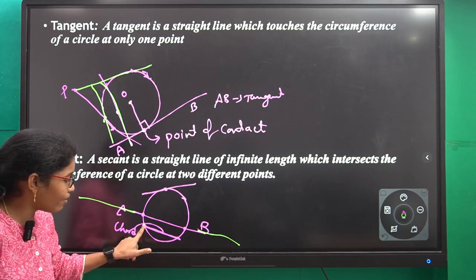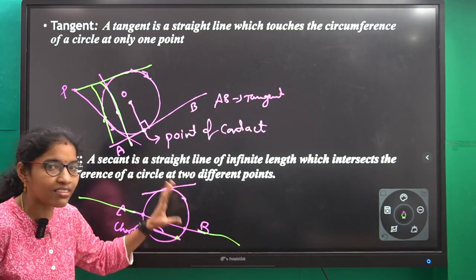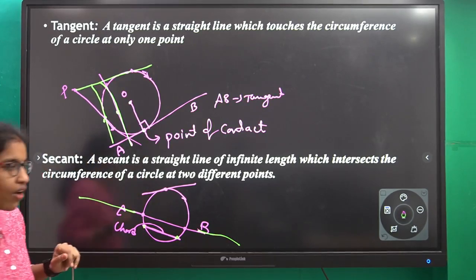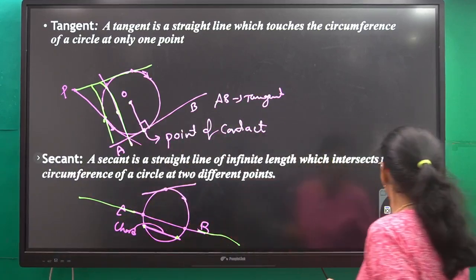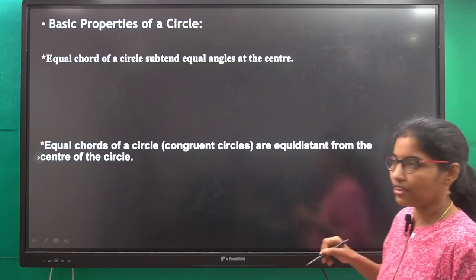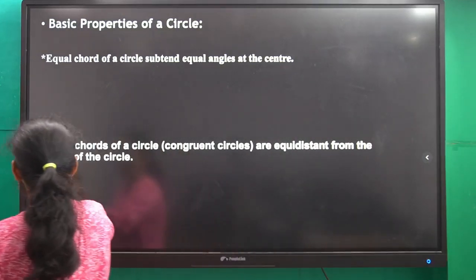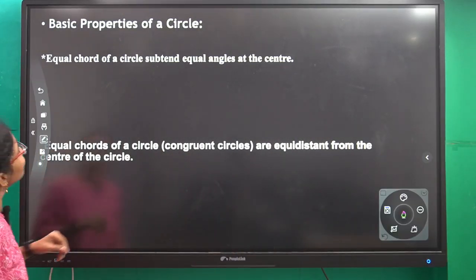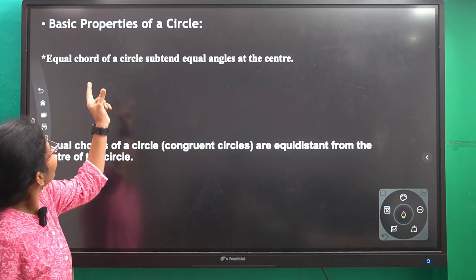But here we have end points, and those end points are on the circle. That one is called a chord. Clear this one? How many secants can you draw for a circle? Infinite, right? So the next topic is equal chords.